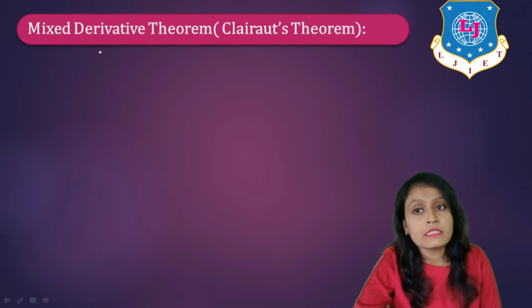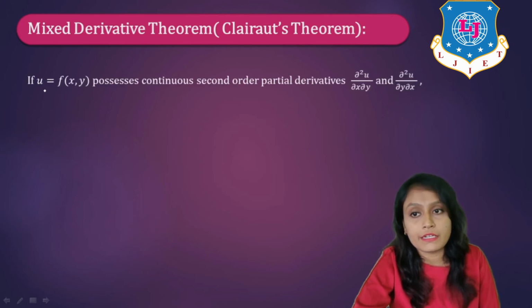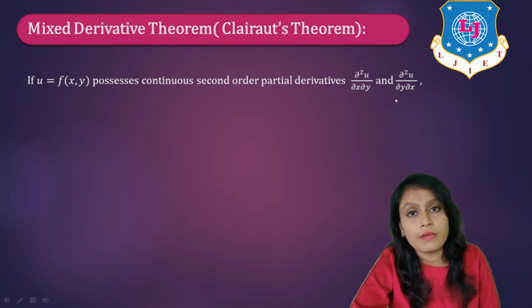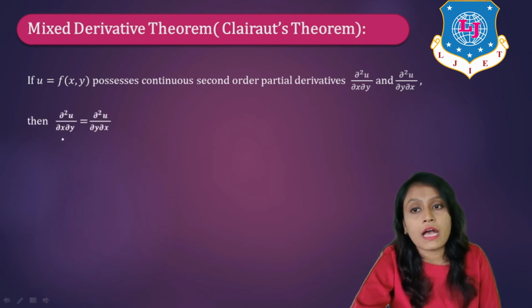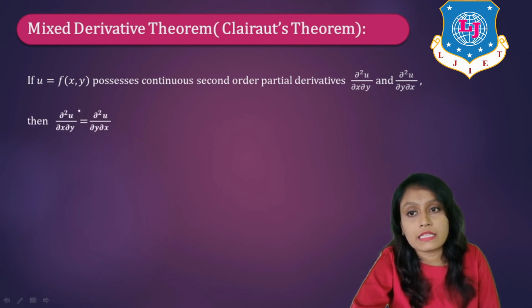Okay, next topic is mixed derivative theorem. It is also known as Clairaut's theorem. Okay, so let's begin with the statement. If u is equal to f of xy possesses continuous second order partial derivatives, that is del square u by del x del y and del square u by del y del x, then both these partial derivatives are same. So the statement says that if this function possesses these two partial derivatives, then they will always be same.